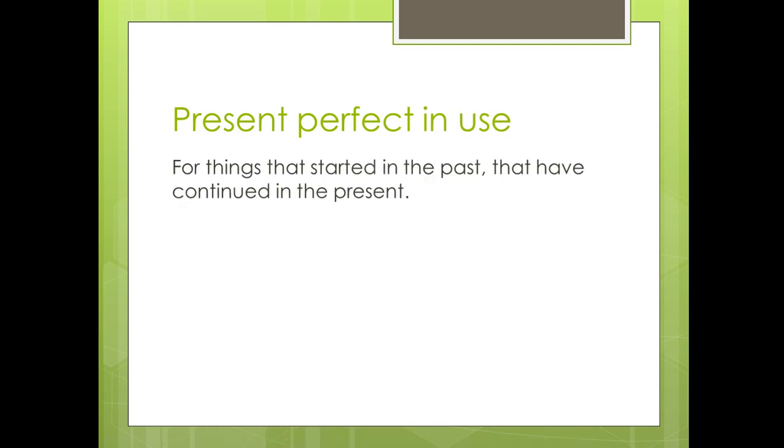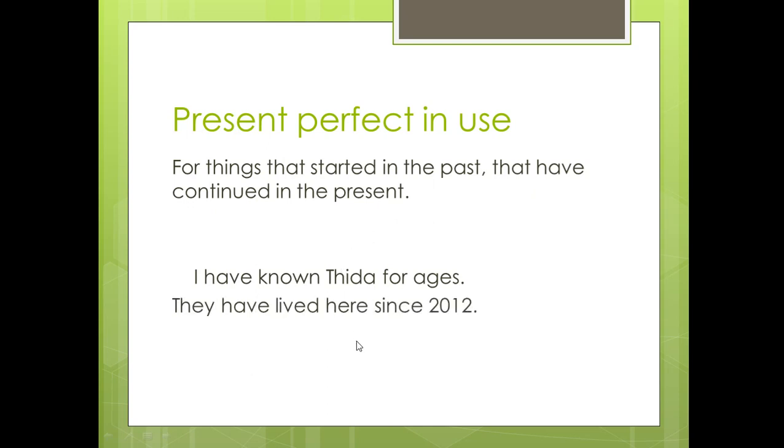Second, we use present perfect for things that started in the past and have continued in the present. The example: I have known Tida for ages. Tida and I have known each other for a long time and now we are still friends. They have lived here since 2012. It means that they moved here in 2012 and now they are still living here.